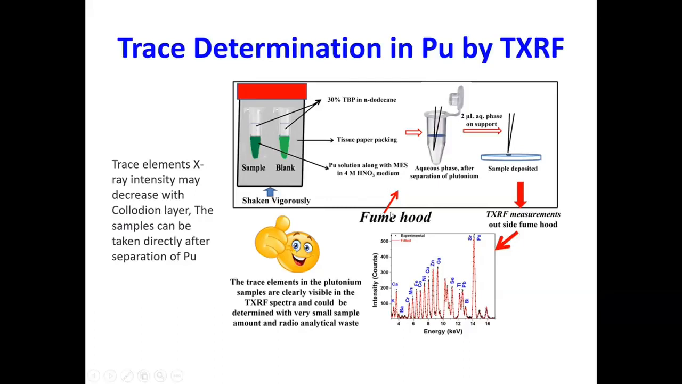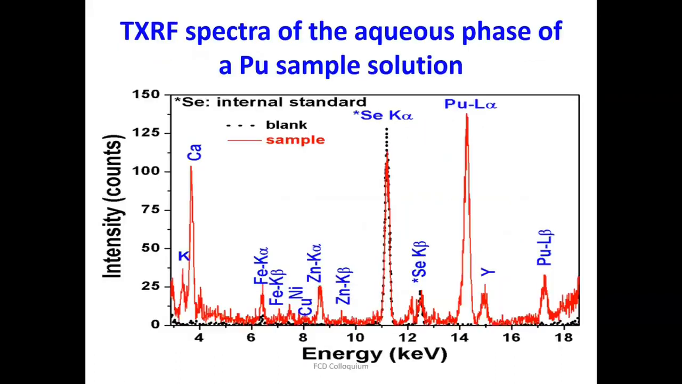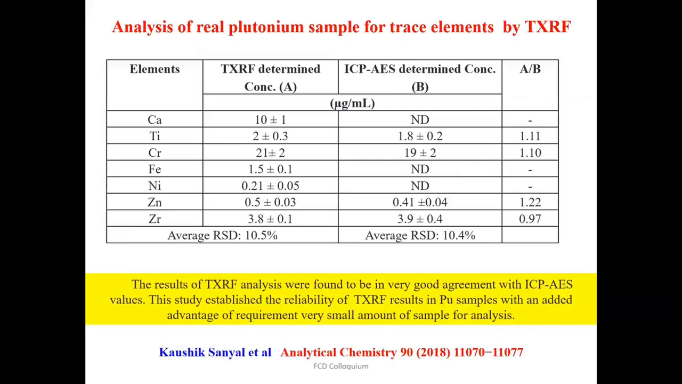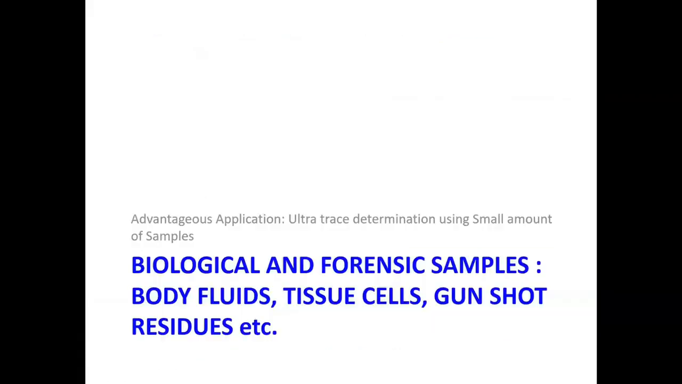And when we analyzed it, first we did with a simulated sample. We mixed multi-element standard in plutonium. We got very good results. And then later we analyzed some real plutonium samples. And those results we compared with ICP-AES, and the results were very, very matching. And this was also a good application where a very small amount of sample is required, and it made life very easy for handling plutonium without glove boxes.